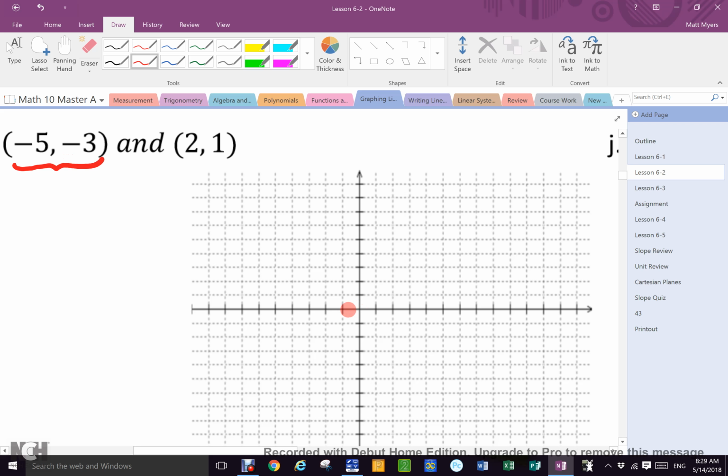Left 5 from where? The center. 1, 2, 3, 4, 5. Then where? Down 3. 1, 2, 3. And then where do I put this dot? Right 2, up 1. And I make that line, correct? Once I have a line on a graph, it's super easy to find the slope, isn't it? Choose any 2 points and do what?